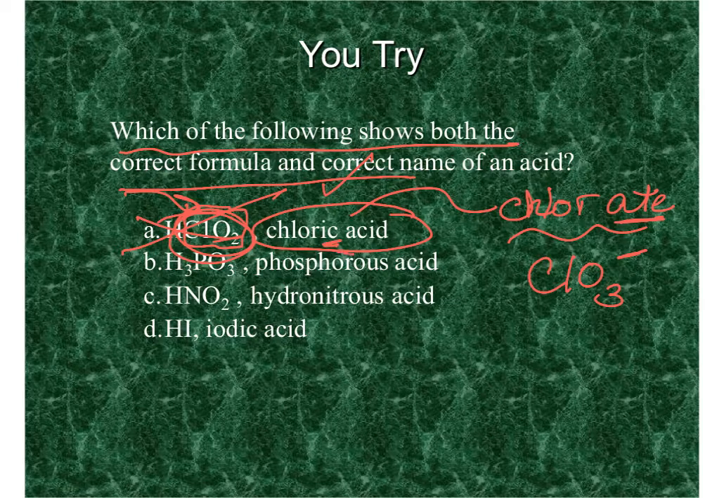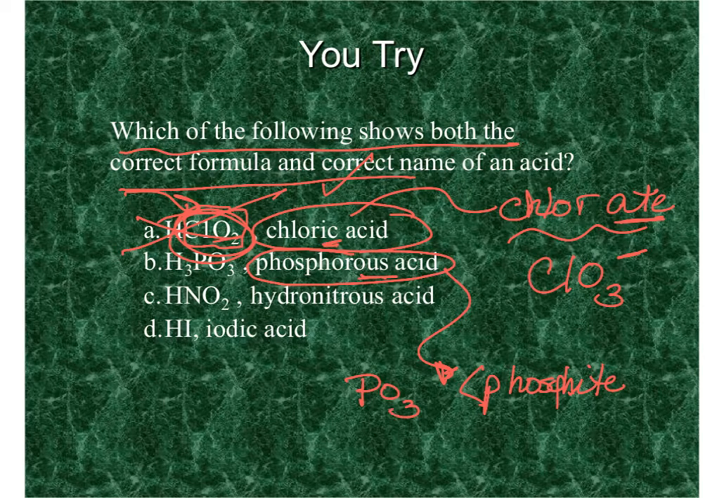So let's approach it from that side again using phosphorus. That ends in ous, meaning the polyatomic it was from ended in ite. So phosphite, okay, would be the name of the polyatomic. And phosphite has the formula of PO3 with a 3 minus. Look at that. Those match. Okay, so just to make sure we didn't make a mistake, let's look at C and D.